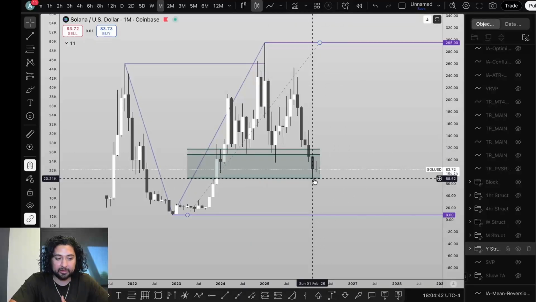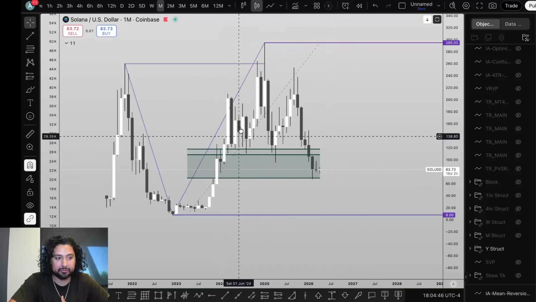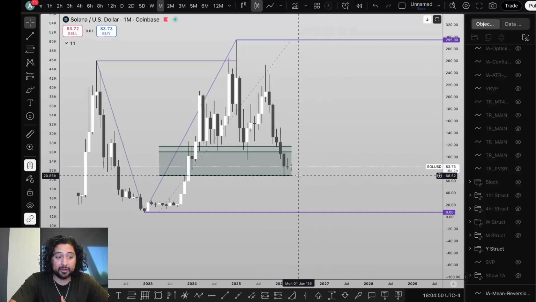We did close it right underneath it, and also we had the rest of this order block filled, the last order block creating that all-time high. We filled it all the way. So pretty much this is a really good zone for me personally.